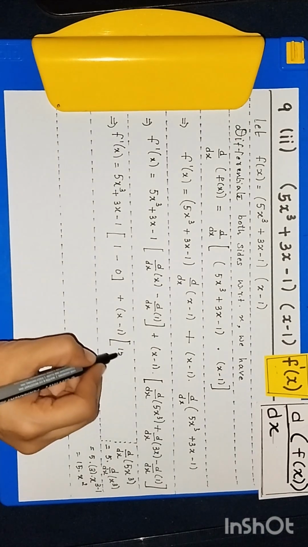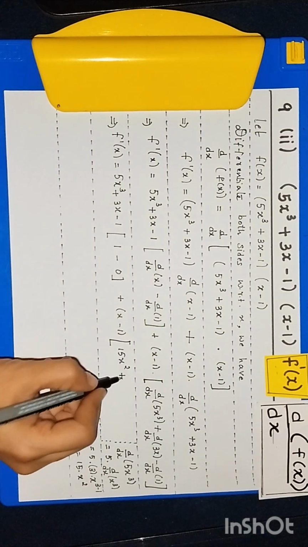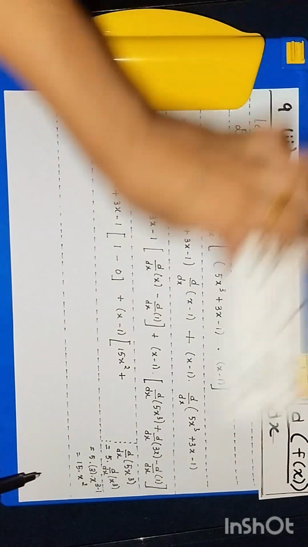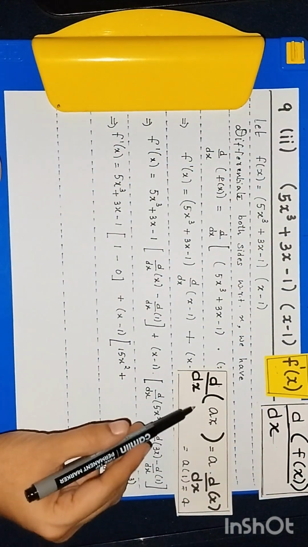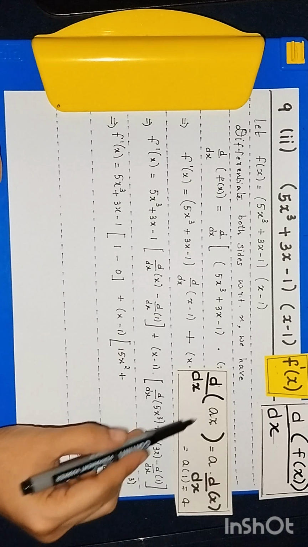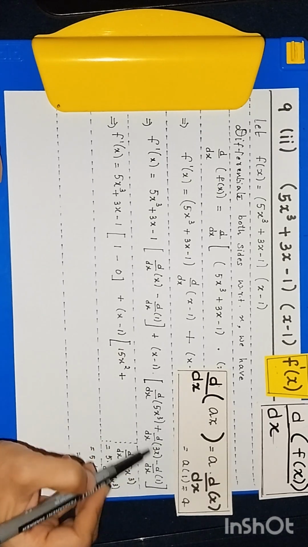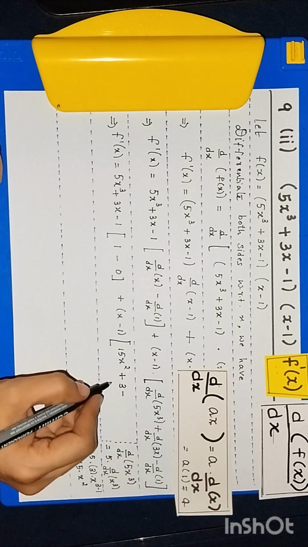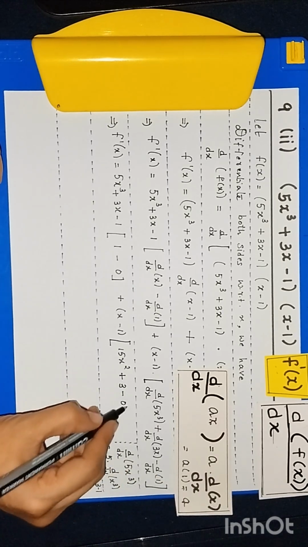So we'll write here 15x square plus d by dx of 3x. Whenever you have d by dx of ax form, you can just write a. a can be any value here. So d by dx of 3x will be 3, minus d by dx of a constant, which is 0.